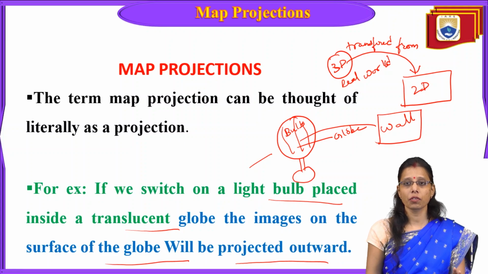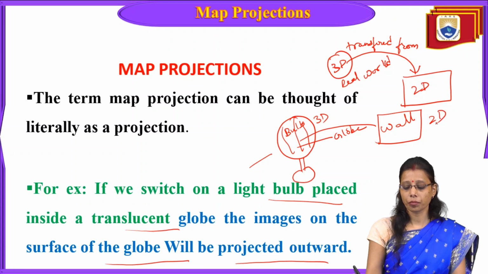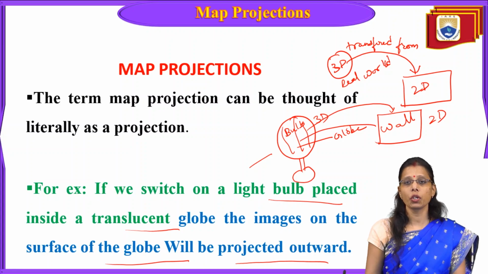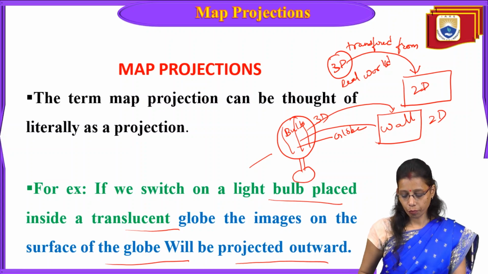Whatever features are on the 3D globe are transferred to the wall. This is called map projection. The globe is 3D and the wall is 2D, so the data is transferred to the wall. If we are able to transform the information from 3D to 2D without changing properties such as area and distance, that is called map projection.